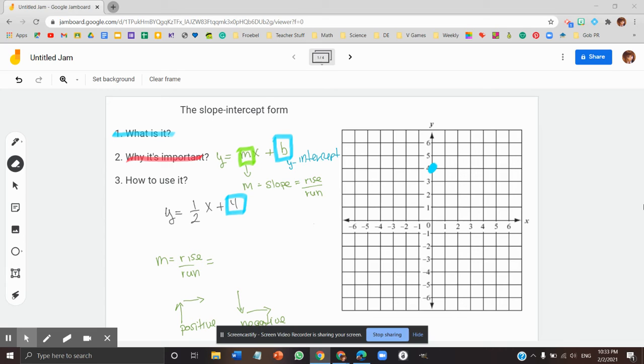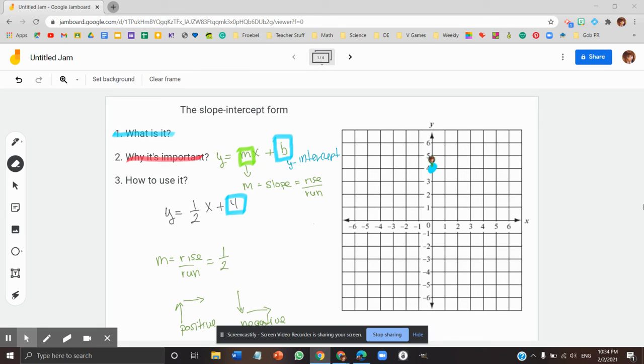Now let's find my next point. How can I find that next point? Well, I can use my slope, right? And again, it says here that's going to be a half. So that means my rise is going to be 1, and my run is going to be 2. So I'm going to go up, because it's a positive number. How many times? 1 time.